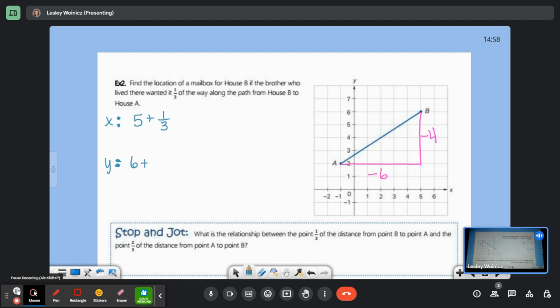All right, so for the X, we're going 1/3 of negative 6. So what's 1/3 of negative 6? Negative 2. Okay, so this is 5 plus negative 2, which is 3. Okay, here we go for the Y. 6 plus 1/3 of negative 4. So negative 4/3.